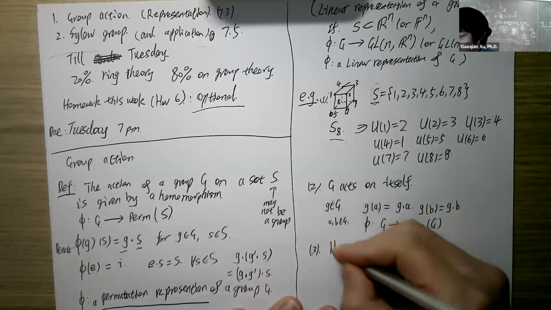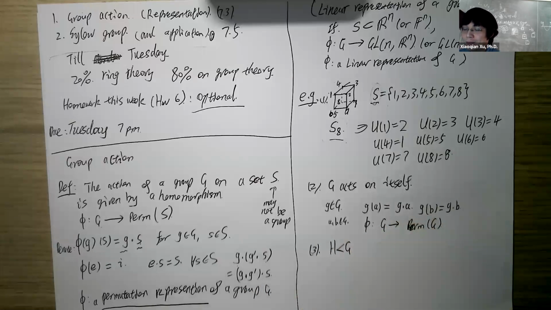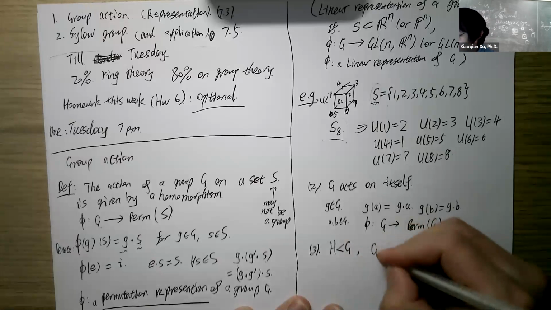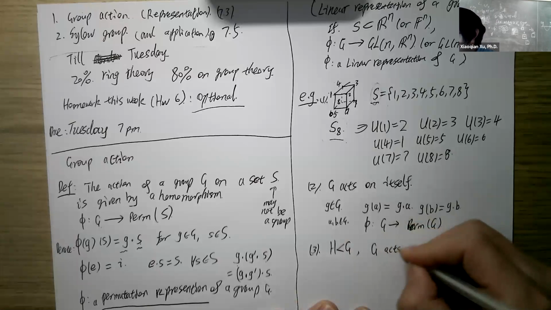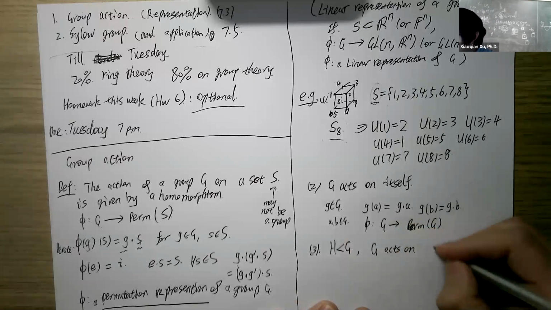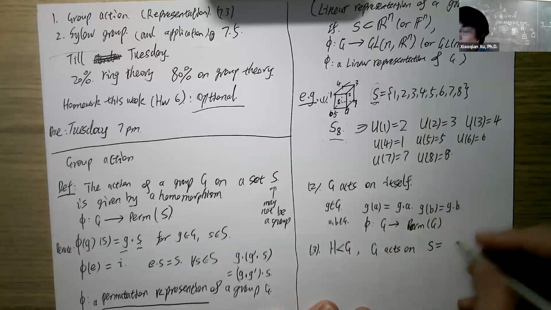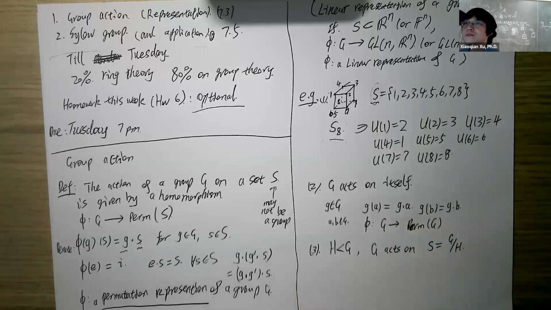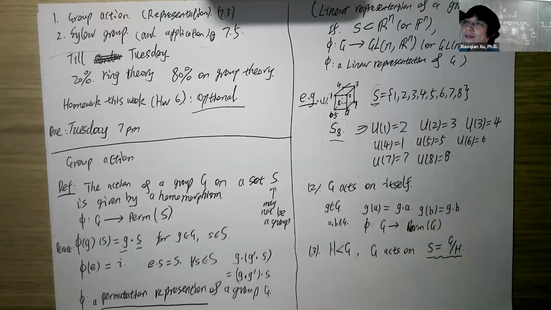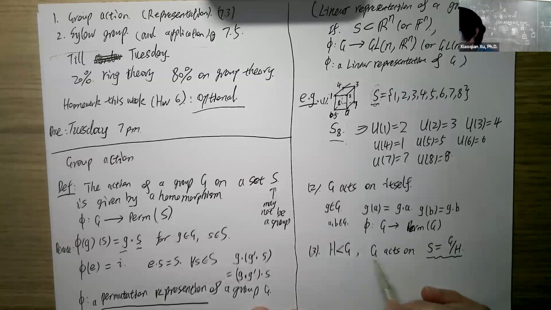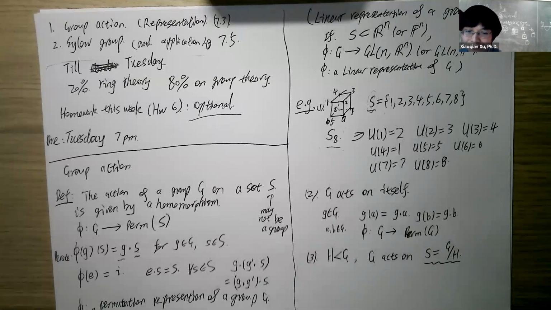Another example is, suppose you have a subgroup H of G. Then this G can act on the set of cosets of H. Remember, this S, again, is just a set. It does not have any group structure because H is a subgroup of G, but it's not a normal subgroup. So this S has no group structure. But you can still use G acting on this set, right?